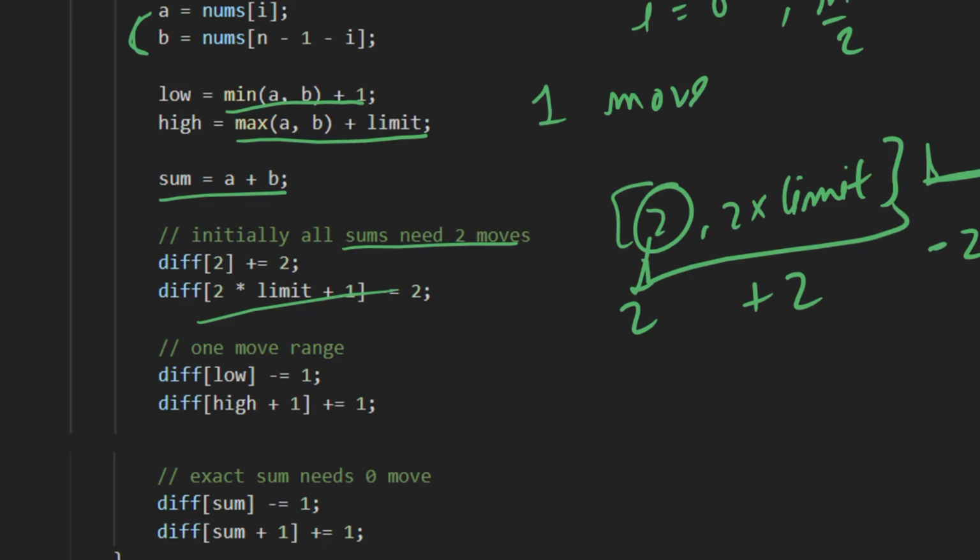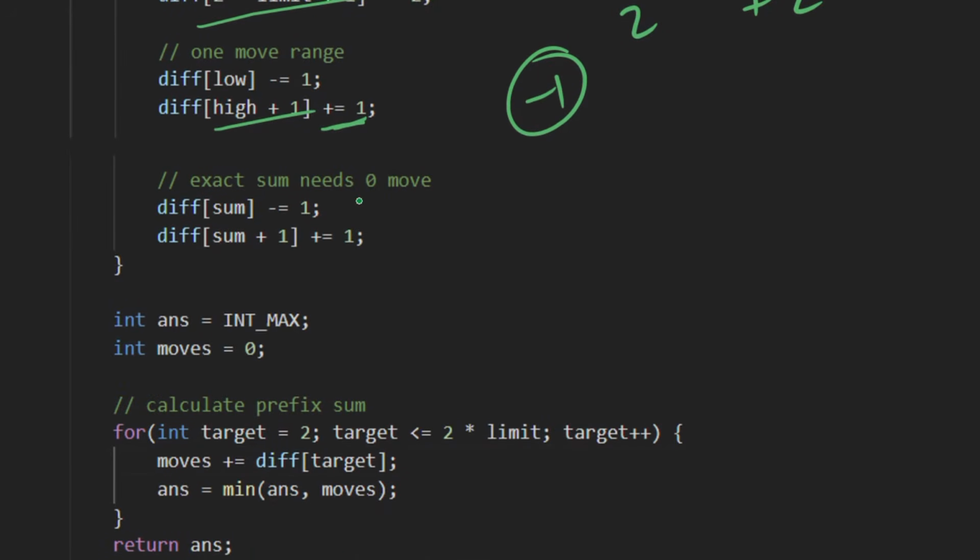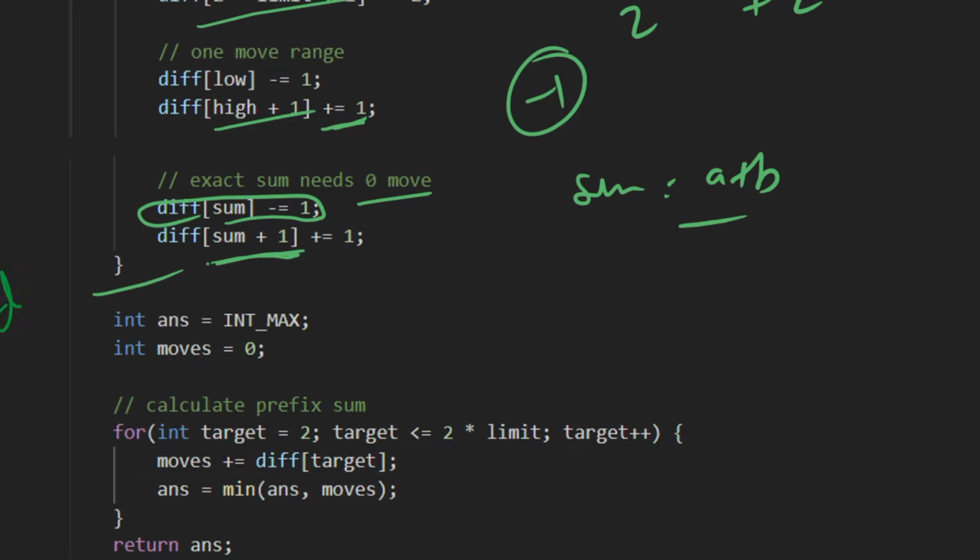Then the one move range. For the one move range we have found the range from low to high, so we subtract 1 at low, and then add 1 again at high plus 1, right? And then the third thing is exact zero moves, that is for the sum, which is a plus b. For sum we subtracted 1, and then we again added 1 at sum plus 1, right? So up to here, our difference array will be formed.